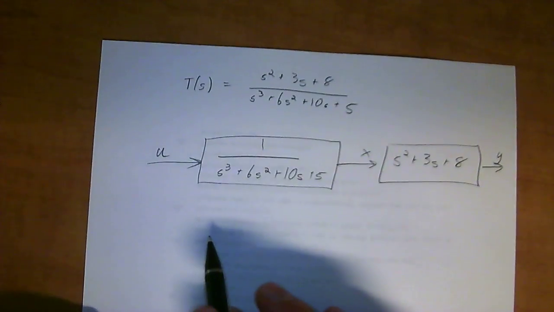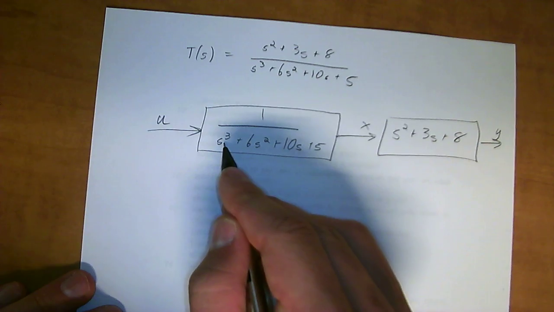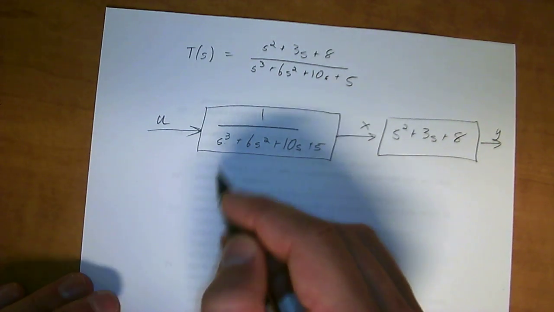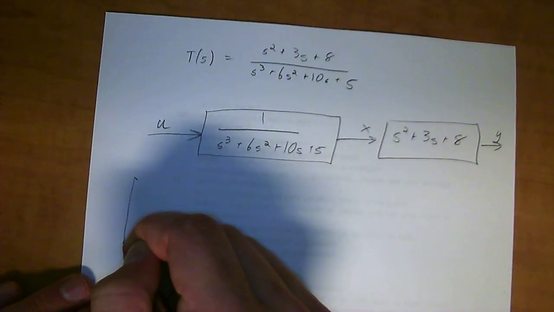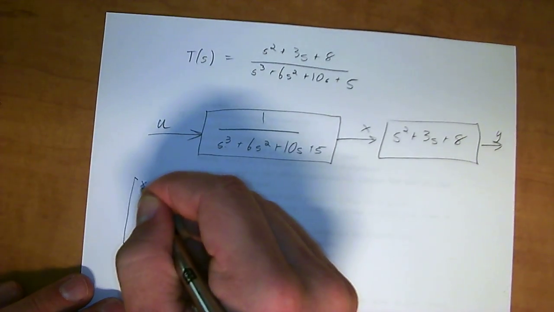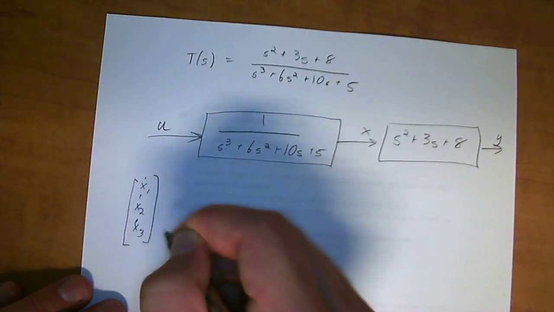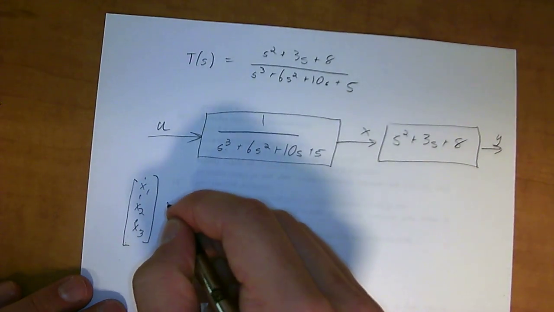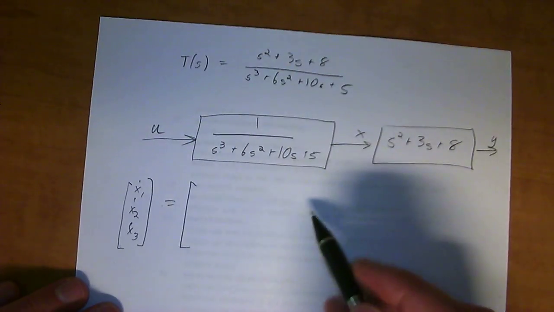So if you want to do the state space representation of this, the highest power is s cubed, so you're going to have a 3 by 3 matrix, and vectors 3 long. So x1 dot, x2 dot, x3 dot. Again, I'm not going to explain where these come from. It's part of the derivation of this shortcut system, and we are going to use the shortcut.